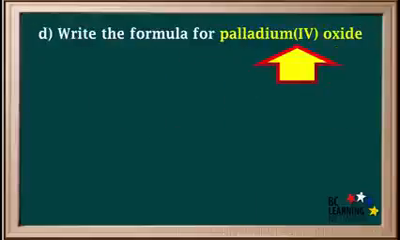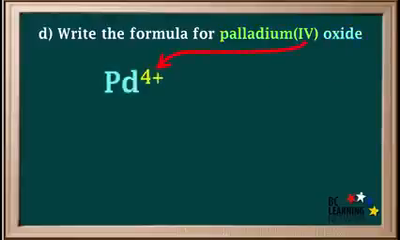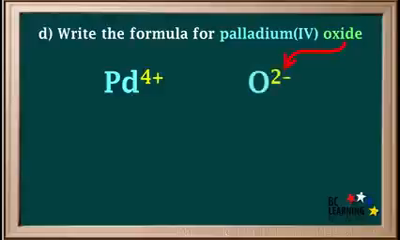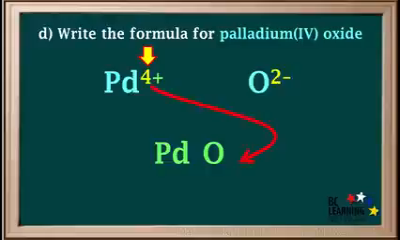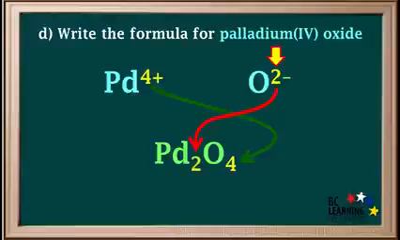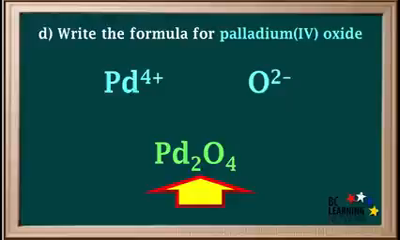Question D asks us to write the formula for palladium 4 oxide. Palladium 4 is Pd with a charge of 4+, and oxide is O with a 2- charge. We start the formula with the symbols Pd and O. We take the 4 from the charge on palladium, cross over, and write 4 next to oxygen in the formula. We take the 2 from the charge on the oxide ion, cross over, and write 2 next to palladium in the formula. Now we have the formula Pd2O4.